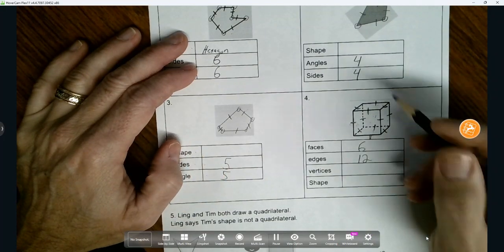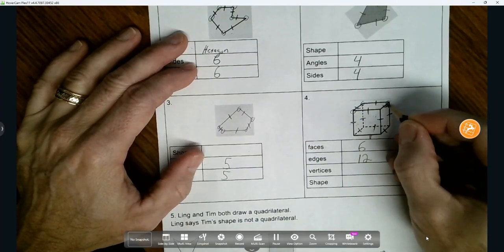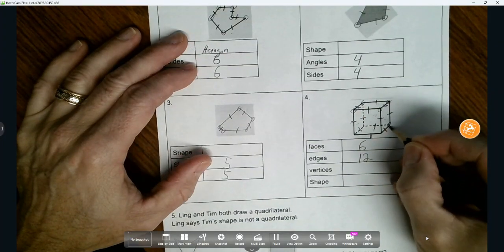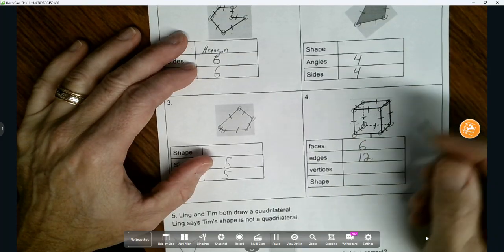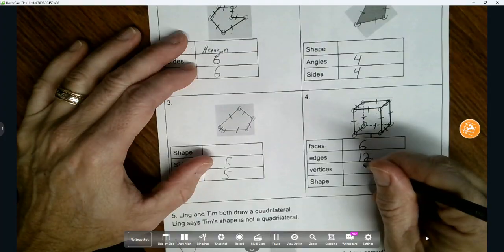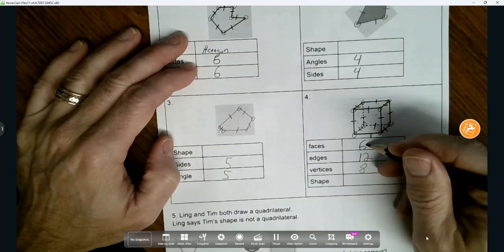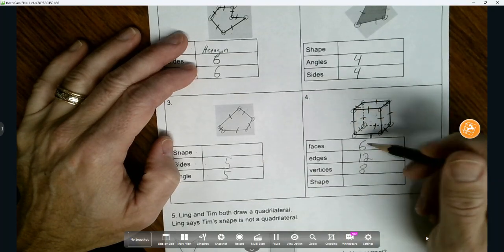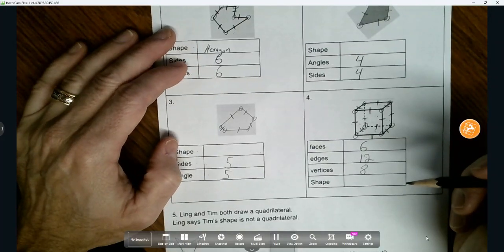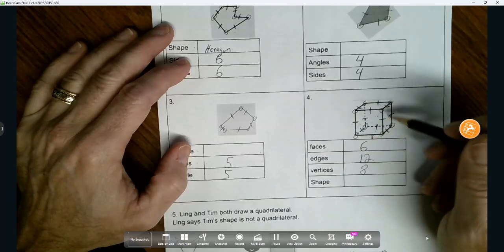Vertices are still angles. It's just a different name. So count those. 1, 2, 3, 4, 5, 6, 7, 8 of those. Uh-oh. We have 8 vertices. Look at our edges, which were our sides on the 2D shape, and our vertices. They are not the same on a 3D shape on this one. So we can't just assume they're the same.